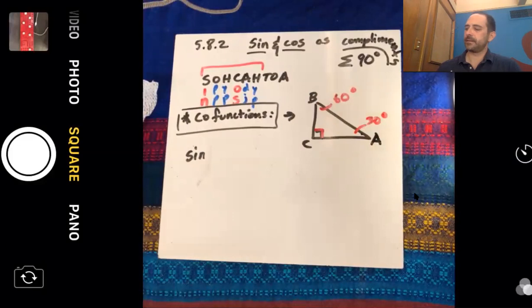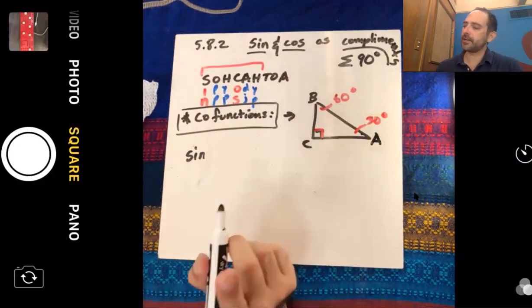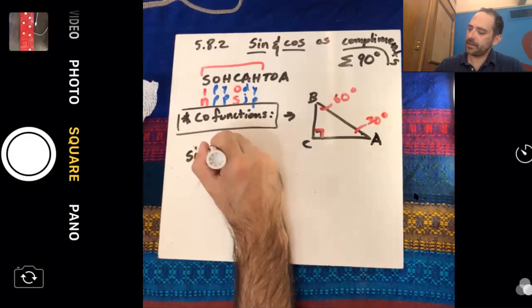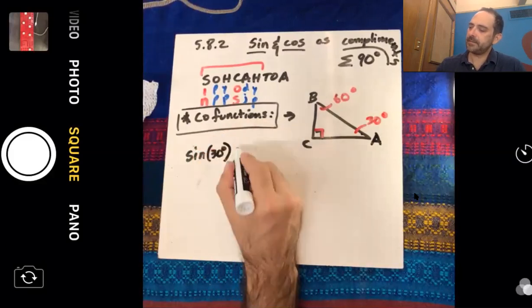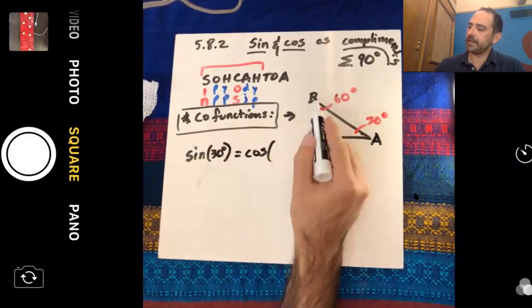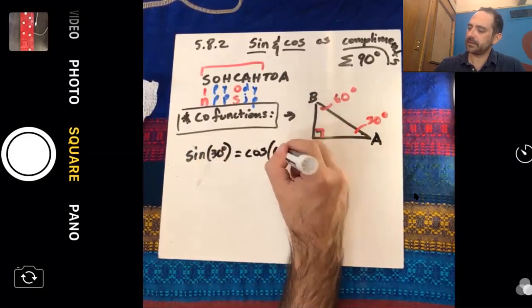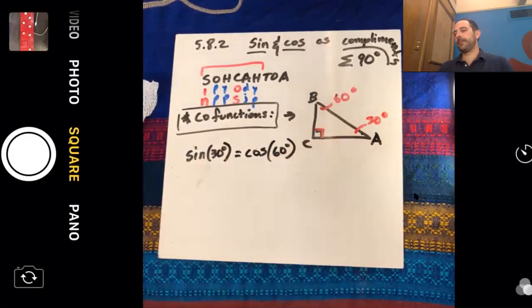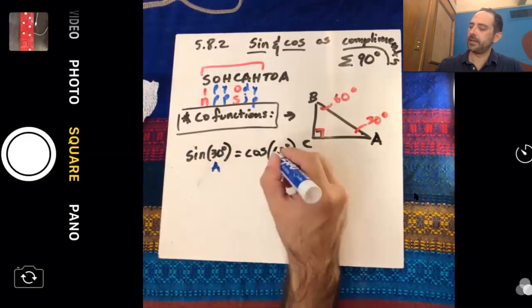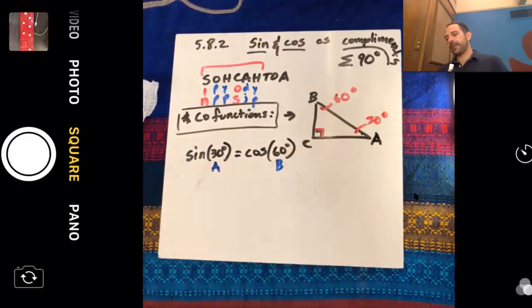But if I'm looking at this, watch. Cofunctions are awesome because the sine of angle A, which is 30 degrees, is going to be equal to the cosine of angle B, which is 60 degrees. So basically, if you look at the two acute angles, you take the sine of one, you take the cosine of the other, they're always going to be equal. So let's see if this works.